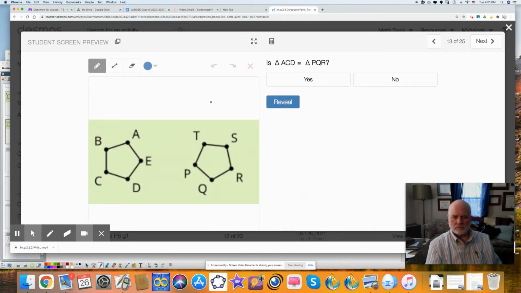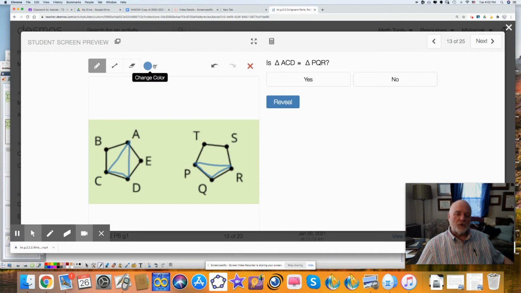Now, you have 5 seconds to answer this question. Is triangle ACD congruent to triangle PQR? The question is yes or no? Yes, no. Well, let's see what we did.